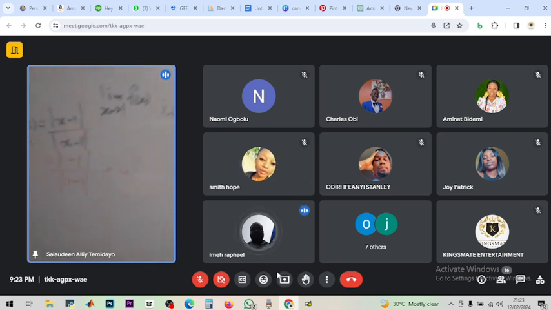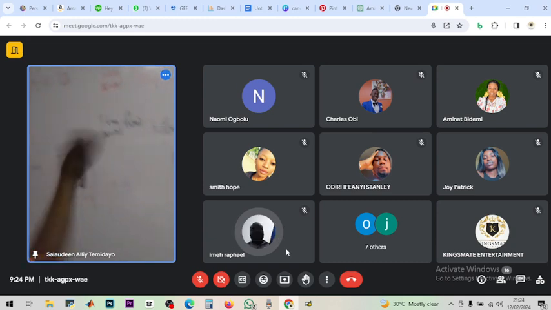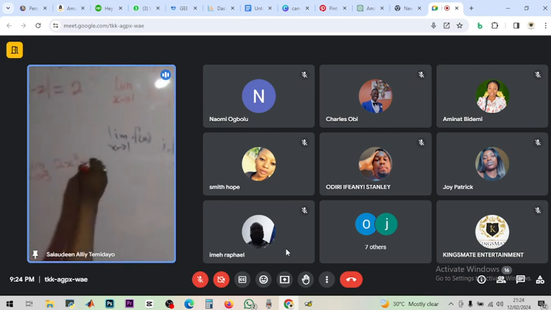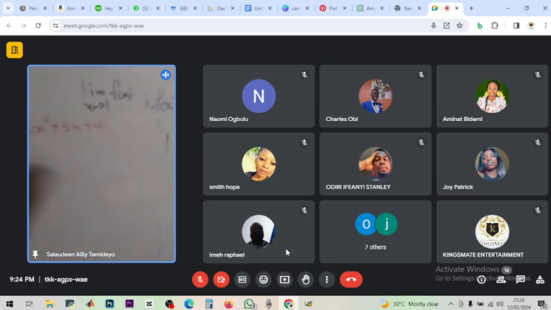So now, let's look at normal polynomials. This is limit x to 3. In this polynomial expression, I have 2x squared plus 3x plus 4. Now limit x to 3. Everyone, please give it a try.